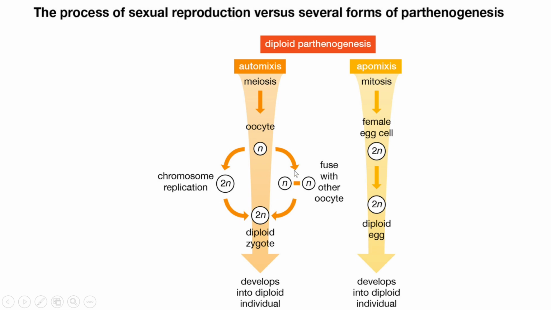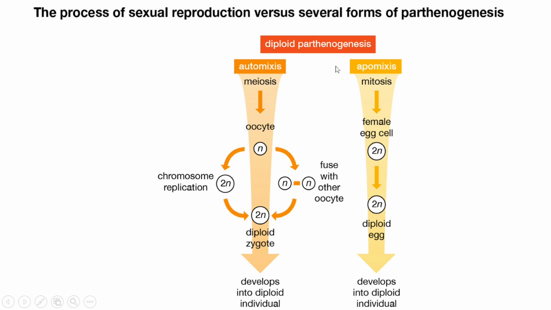There's another one here wherein the oocyte will fuse with another oocyte, so N plus N now becomes 2N, producing a diploid zygote. So this is diploid parthenogenesis, later producing the diploid individual. So remember, automixis produces a diploid zygote either by chromosome replication or by fusing with another oocyte.